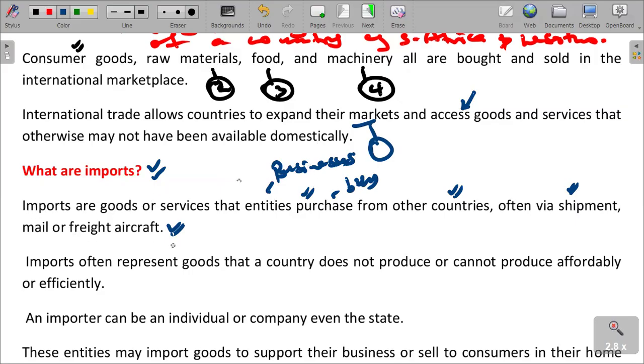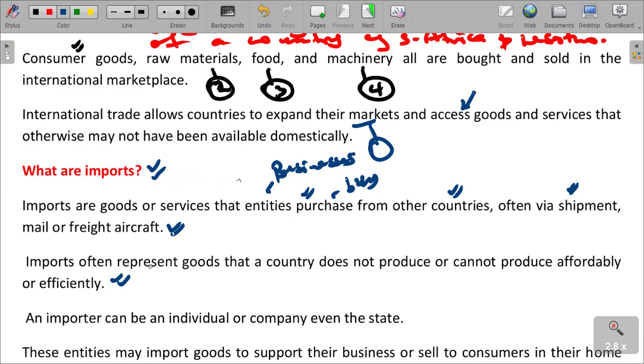When we look at imports, these are goods that a country does not produce. The country does not have them, or cannot produce them affordably or efficiently. So when a country is not able to have the economies of scale in production of certain products or services, they rather depend on buying them from an international market. We are talking about affordability and efficiency, as in terms of the best cost effectiveness that can be involved in the production of those goods.